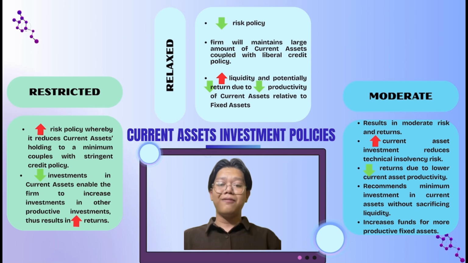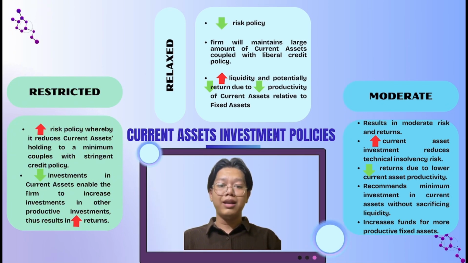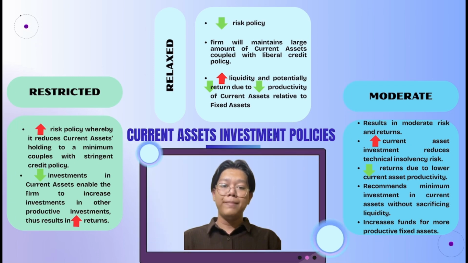There are three types of current assets investment policies. The first one is relaxed policy, which maintains a large amount of current assets with a liberal credit policy. It provides high liquidity but may result in lower returns due to lower productivity of current assets relative to fixed assets. And the second one is restricted policy, which is a riskier approach where current assets are capped to a minimum with a stringent credit policy, which results in higher returns from more productive investments. And last but not least, moderate policy, which balances both risk and return. It reduces insolvency risk but may result in lower returns due to lower current asset productivity. It recommends minimum investment in current assets without sacrificing liquidity.